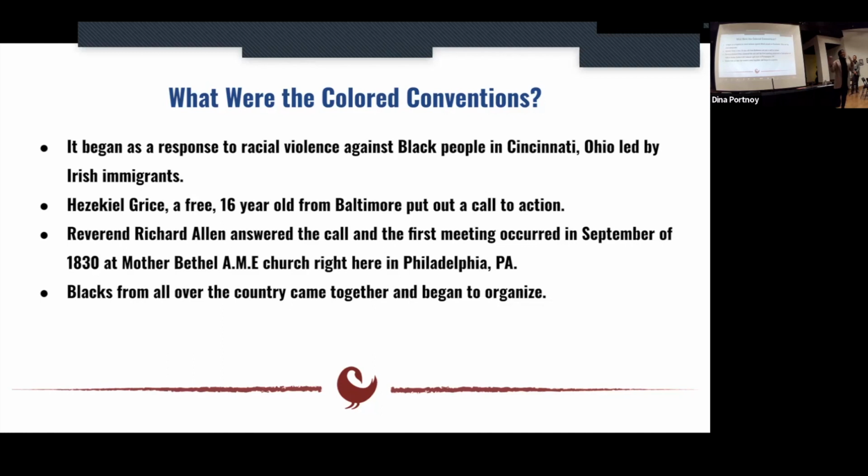Okay, but that's because of lessons like this, right? Because they heard about this 16-year-old boy saying, we need to do something about what is happening to our people, and an adult, Richard Allen, saying, you are absolutely right. We're going to do this at Mother Bethel African Methodist Episcopal Church, right? And so when they hear that, I said, what are you doing?